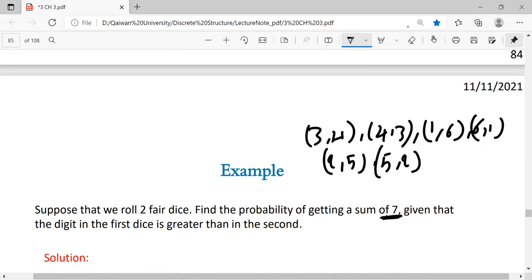3 and 4, 4 and 3, 1 and 6, 6 and 1, 2 and 5, 5 and 2. You only have these 6 elements, which give the sum of 7. Find the probability of getting the sum of 7, given that the digit in the first dice is greater than the second one.